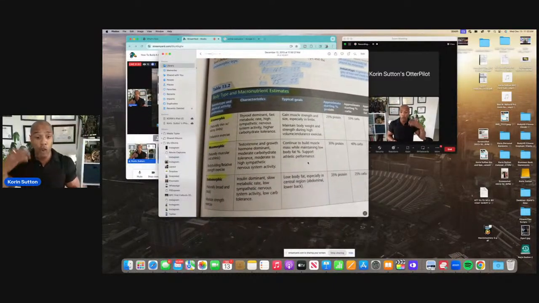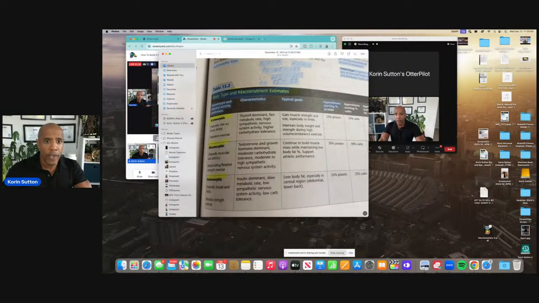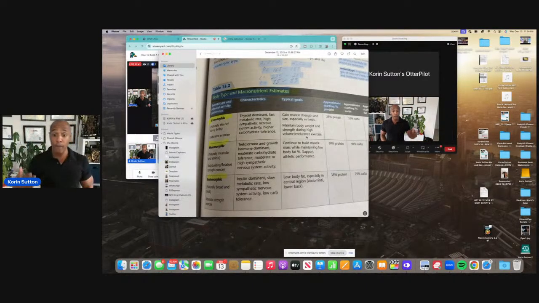So to explain that more simply, to break that down so everyone can understand, if you're an ectomorph who's supposed to be consuming high carbohydrates, this ratio that I'm showing would really be for the elite athlete, someone who's already active. You know what I'm saying? Someone who's already active, they have a fast metabolism. So if I'm looking at this chart and reading the characteristics, it says thyroid dominant, fast metabolic rate, high sympathetic nervous system activity, higher carbohydrate tolerant. And their goal is to build muscle strength, especially in the limbs, and then maintain body weight and strength during high volume endurance exercises, then that will fall for that individual.